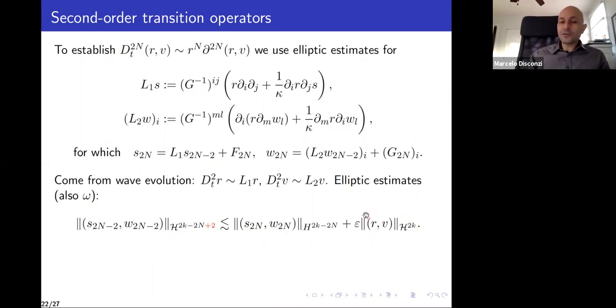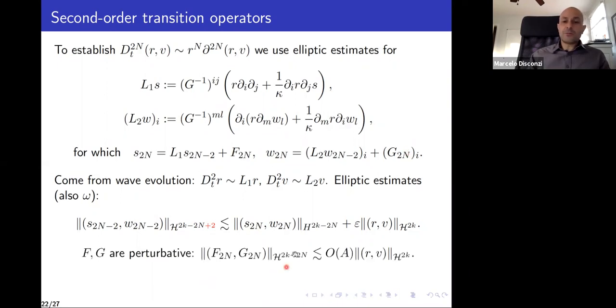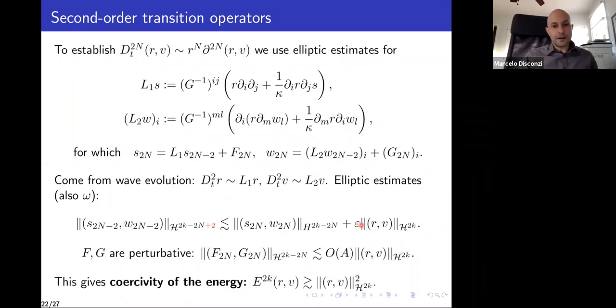And this error term appears because of these terms f and g. You can prove an estimate where f and g are bounded by the norm that you want with a term that involves that norm A. And here's where you use the fact that norm A can be made small by a localization argument. So that's why you get an epsilon. When you iterate this inequality, you can absorb this on the left-hand side by taking epsilon small. Okay, so this gives the coercivity of the energy.